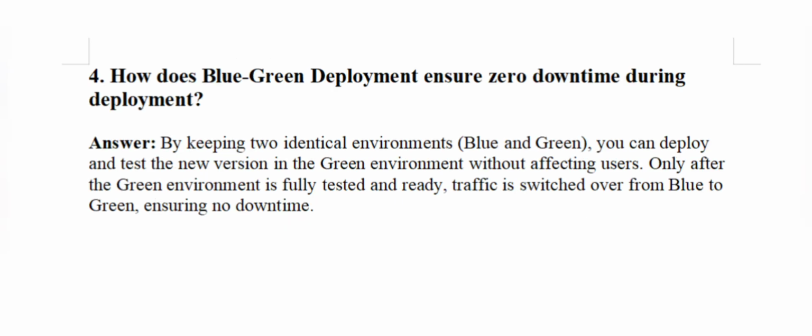Question number 4 is, how does blue-green deployment ensure zero downtime during the deployment? So answer to this is, by keeping two identical environments, one is blue and one is green, you can deploy and test the new version in the green environment without affecting the users. Only after the green environment is fully tested and ready, traffic is switched over from blue to green, ensuring no downtime.